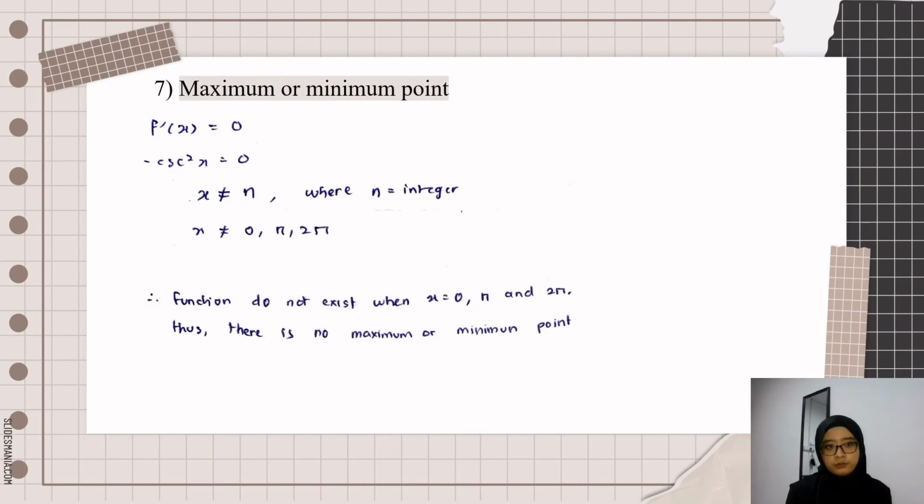Next, we need to find the maximum or minimum point. To get the maximum or minimum point, we need to find the critical point first. Thus, we need to set the first derivative of the function equal to 0. But as I said before, for this question, we cannot get the value of x, since sin x cannot be equal to 0. So the conclusion is the function does not exist when x equals 0, pi and 2 pi. Thus, there is no maximum or minimum point.